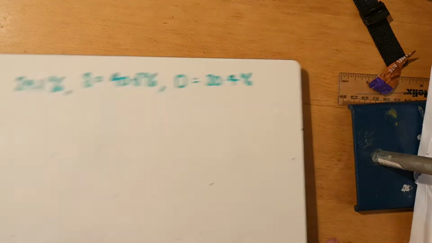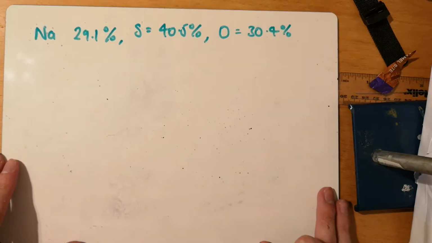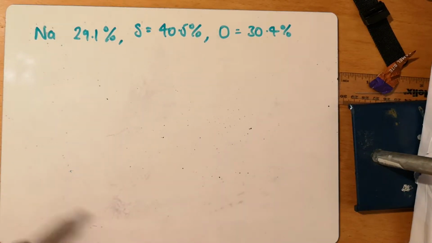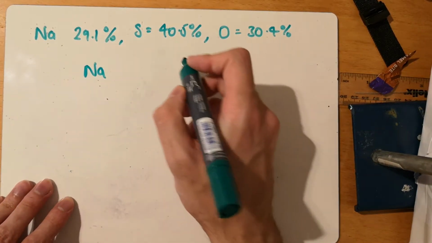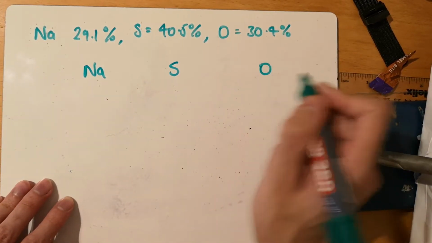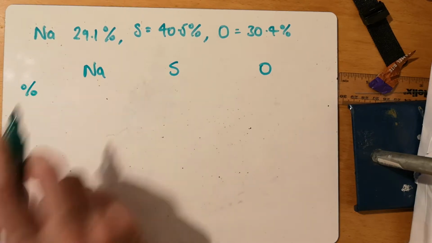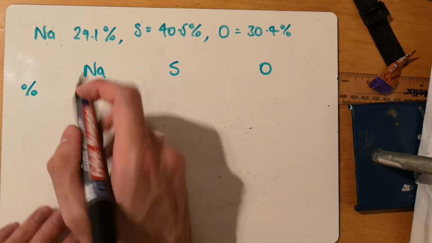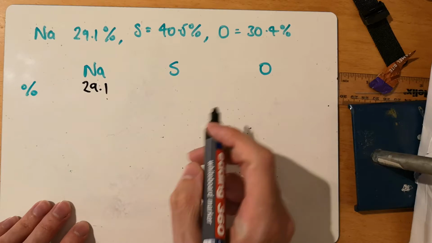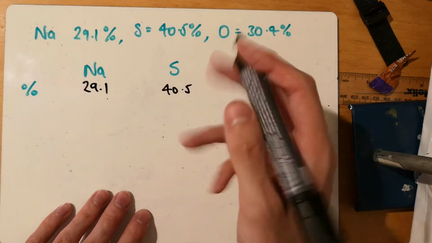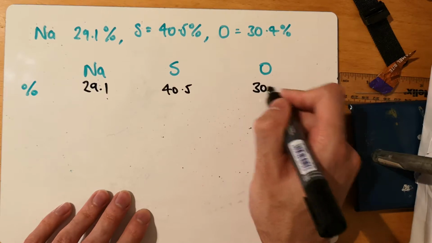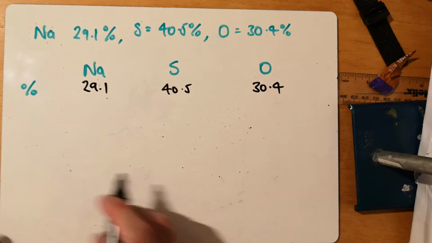Try another one of those. So similar type problem, same compounds, different percentages now. So I'll have sodium, sulfur, oxygen. I'll put their percentages down first of all. So I've got 29.1% sodium, 40.5% sulfur, and 30.4% oxygen.